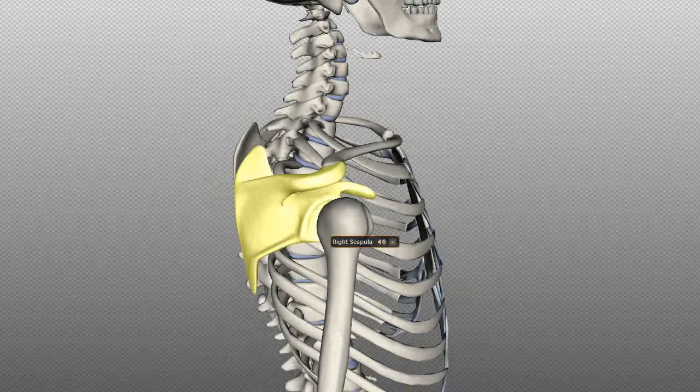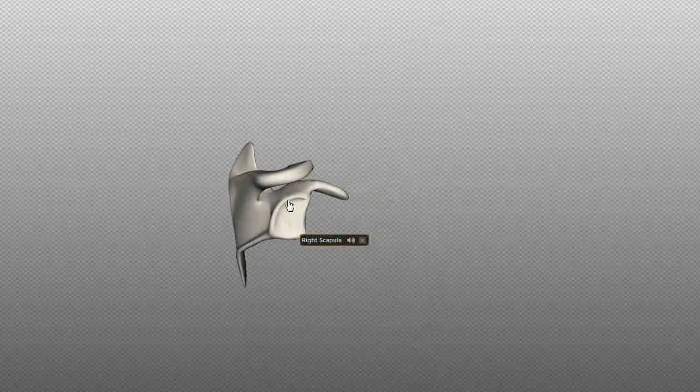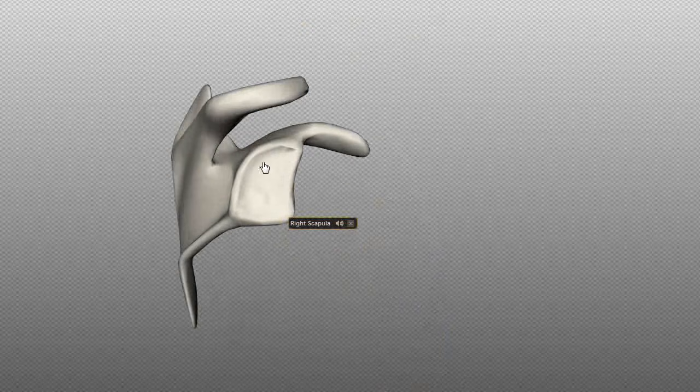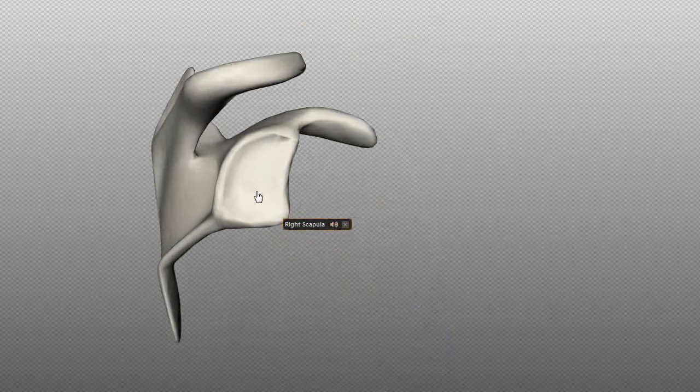I'll isolate the scapula again and we can have a look at that. You can see this shallow hollowing, the glenoid fossa, and you've got two tubercles above and below it. Above the glenoid fossa you've got the supraglenoid tubercle, and below it you've got the infraglenoid tubercle. These tubercles are a point of attachment for muscles. The infraglenoid tubercle is the point of origin for the long head of the triceps muscle. The supraglenoid tubercle is where the long head of the biceps muscle attaches.